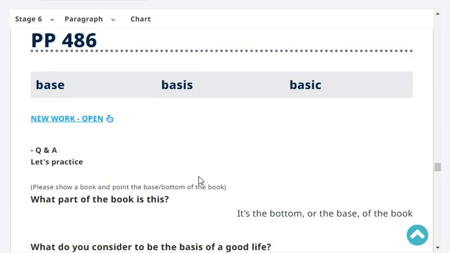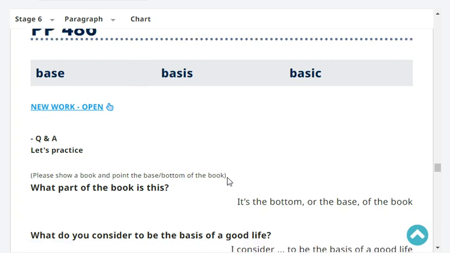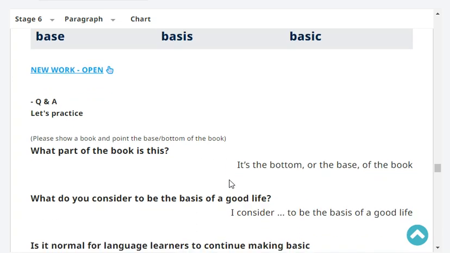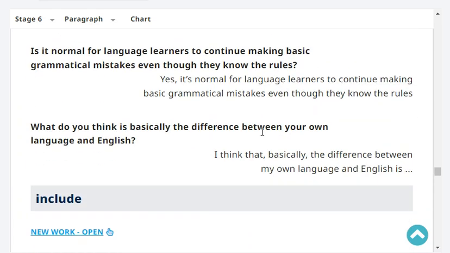What part of the book is this? That part of the book is the bottom or the base. What do you consider to be the basis of a good life? I consider good health to be the basis of a good life.